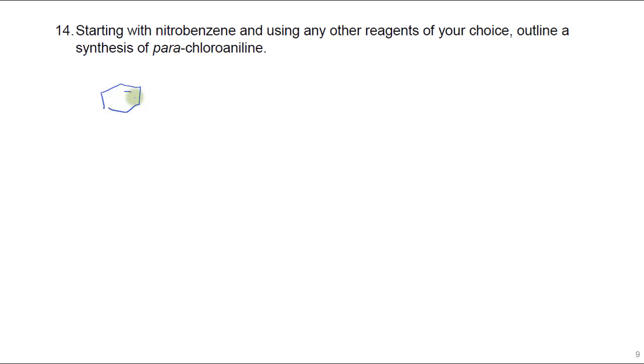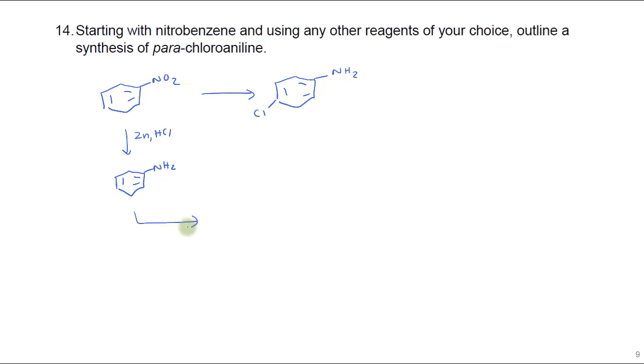I have nitrobenzene, and I need to make para-chloroaniline. So I can't put the chloro on right now because it is a meta-director. So I need to make it into the para-director, which is the amine. So I can reduce this using zinc, HCl, and now I have an ortho-para director, but it's also very activated and could chlorinate many times.